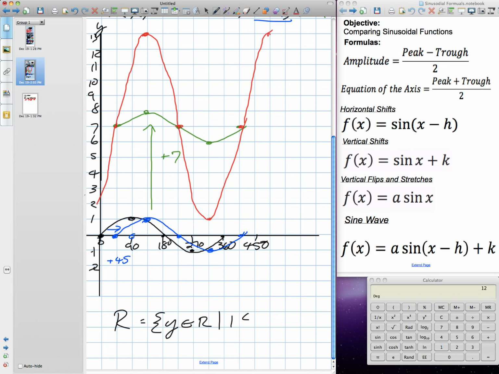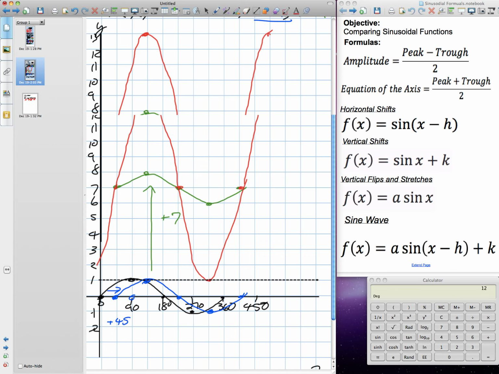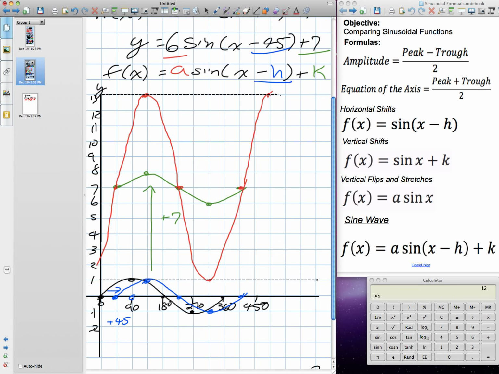So if I were to do the range in set notation, y ∈ R, because range deals with y. 0 to 13. So we go from 1 to 13, okay? Determine the range. 1 is our lowest point, down here. 1 was the trough, and the peak was 13. That's why it's the range of our Ferris wheel.